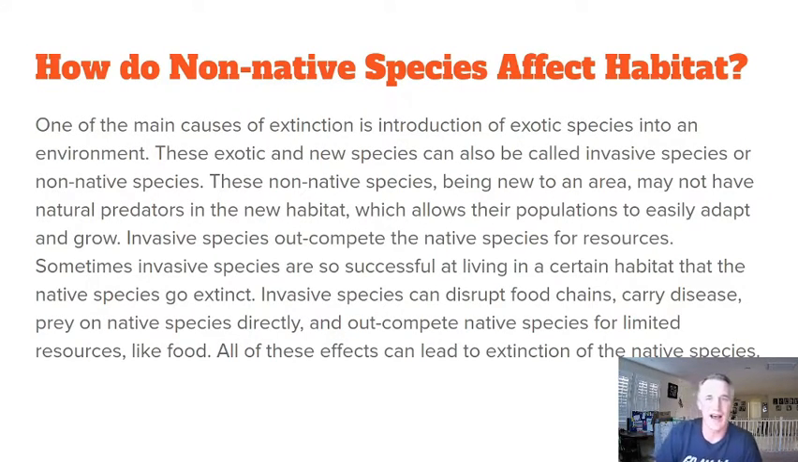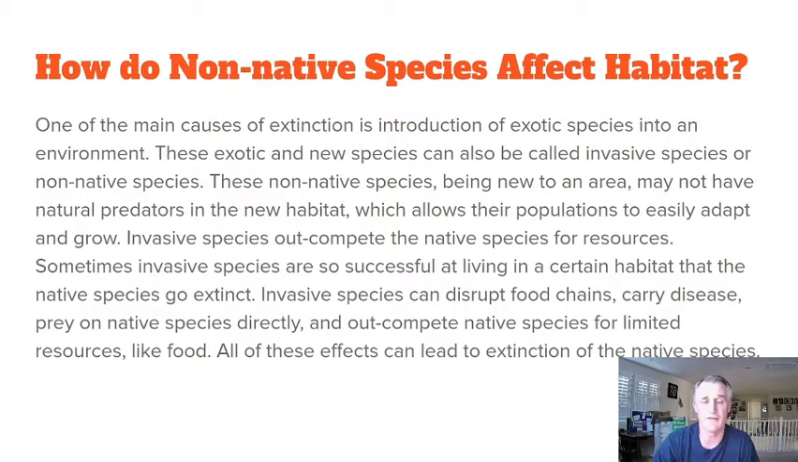All right, let's move on to non-native species. One of the main causes of extinction is the introduction of non-native species, sometimes called exotic species. These exotic and new species can outcompete the organisms that are already there. Being new to the area, they may not have many natural predators in this new habitat, which allows their population to increase rapidly. Then the invasive species outcompetes the native species for resources. Some of these invasive species are so successful at living in certain habitats that the native species then go extinct.